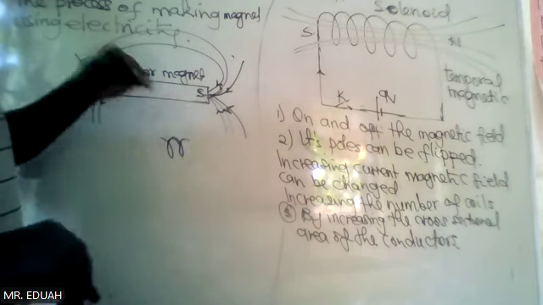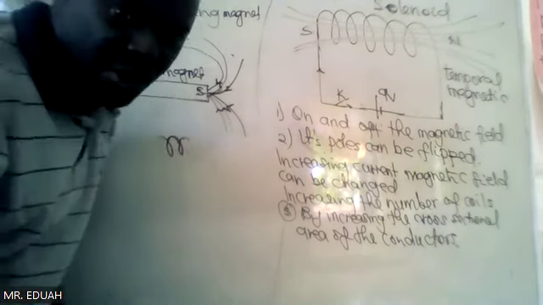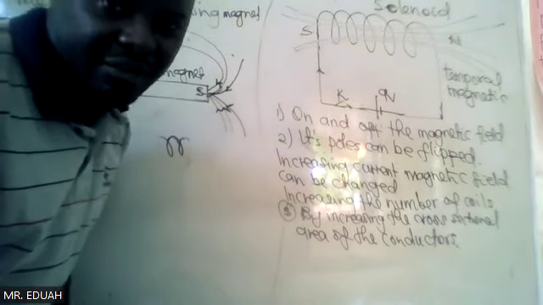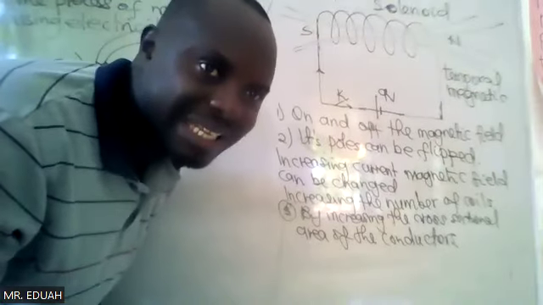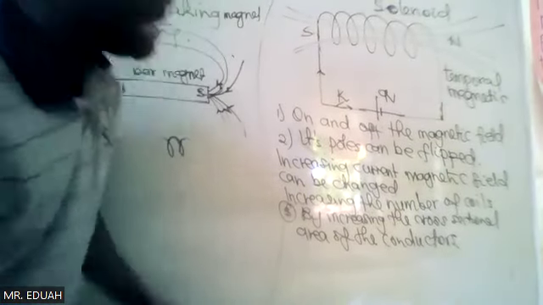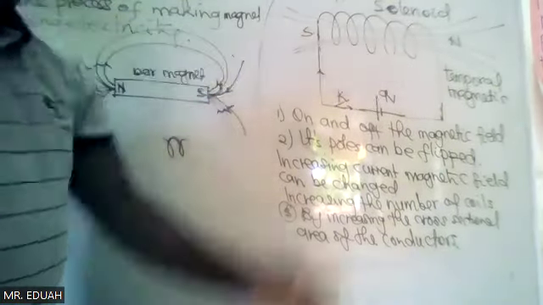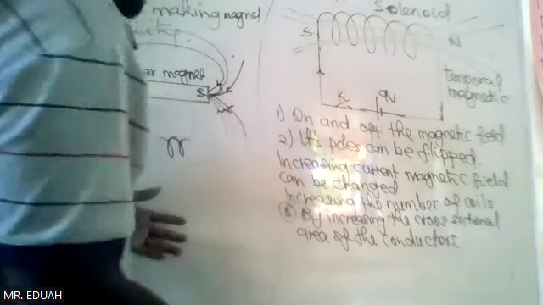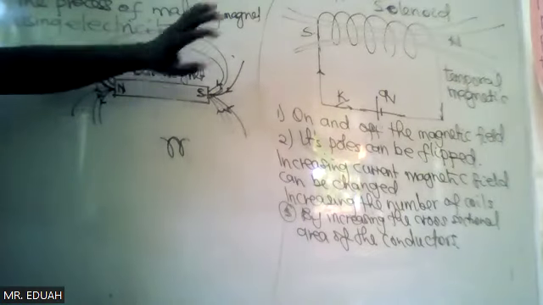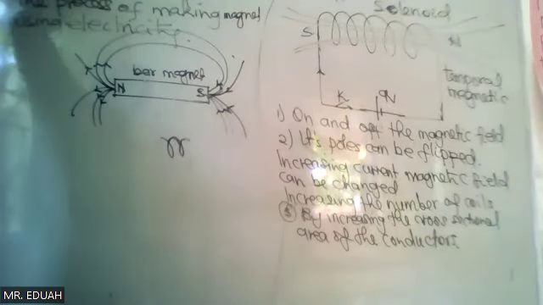As for this, you can't change it. Whatever you are given is what you get. But for temporal magnets, or electromagnets, you can always change it. So that's the principle on which the ammeter, voltmeter, and galvanometer actually work.